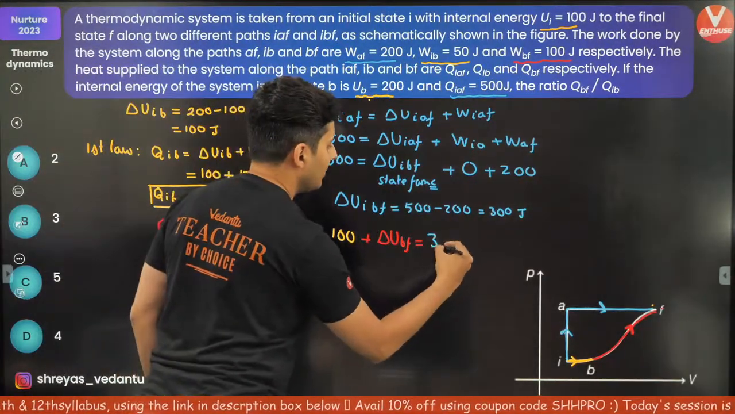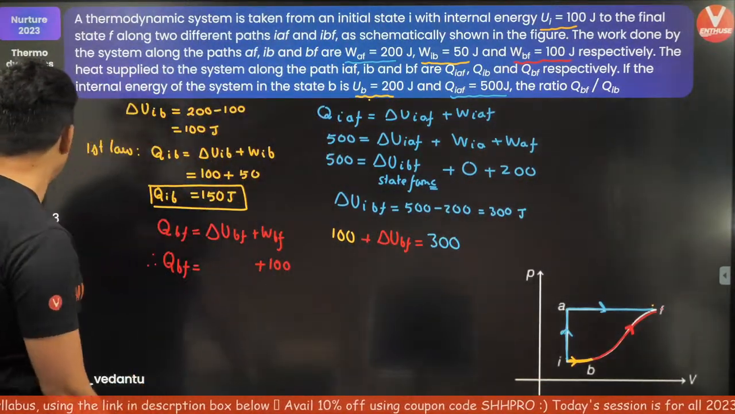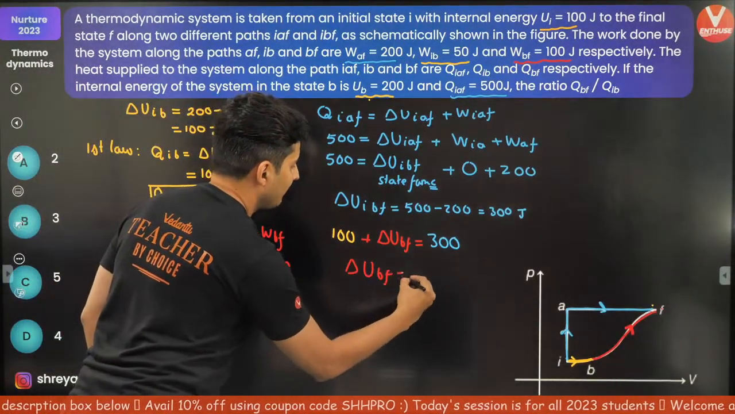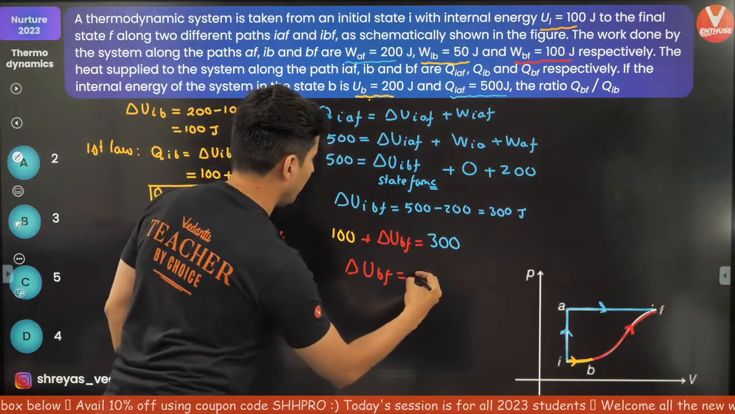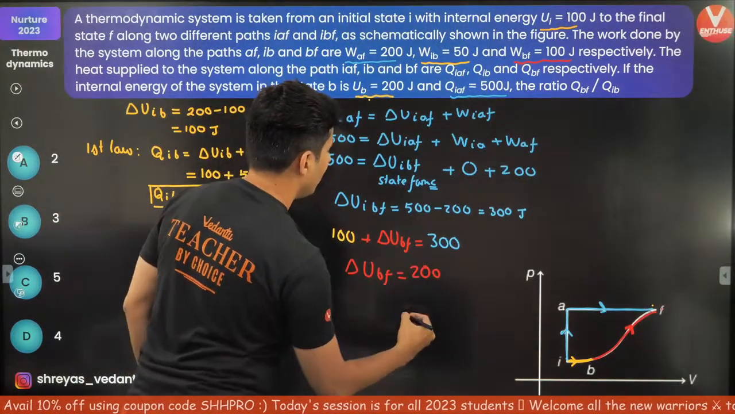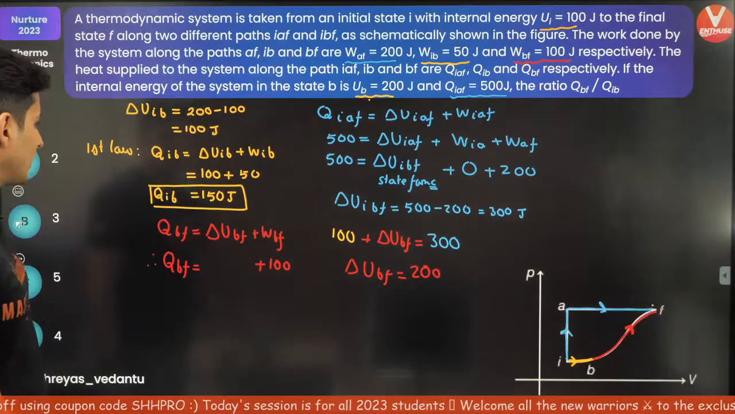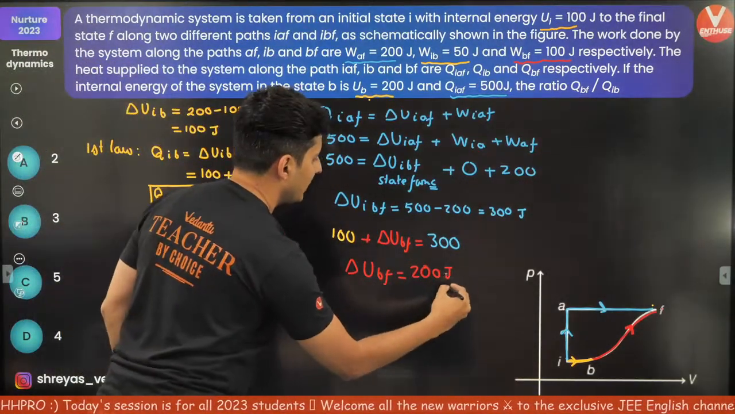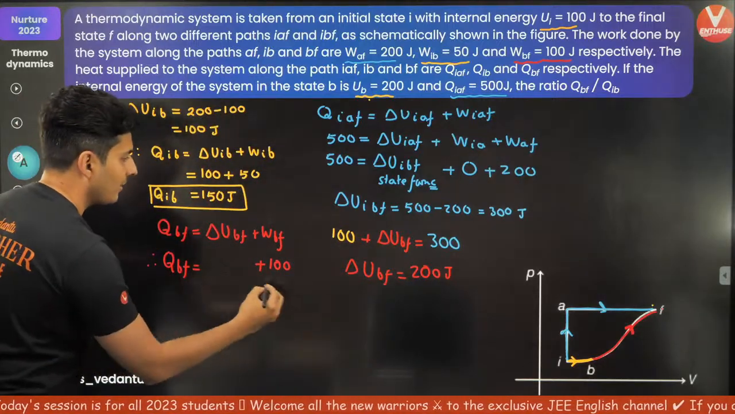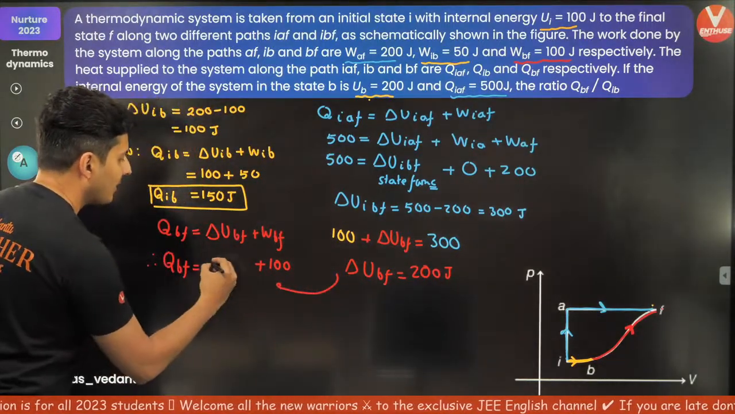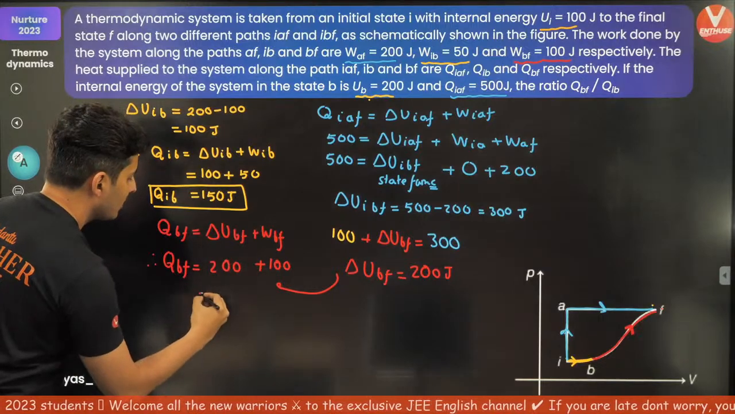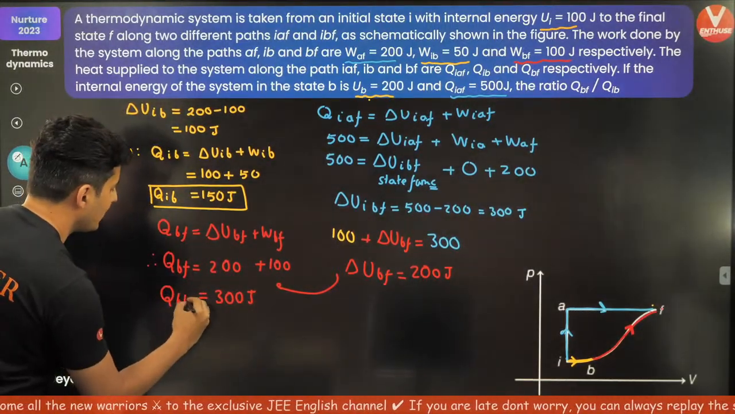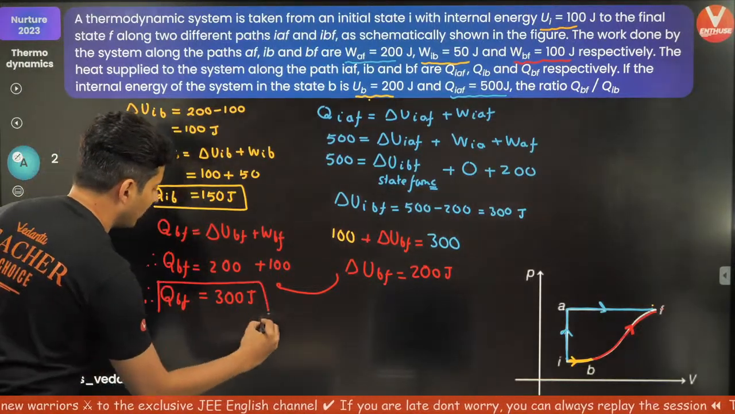That is nothing but 300. So from here, I'm going to get delta U BF is going to be nothing but 200, I suppose. Just check this out. Okay, delta U BF will be 200. Yes, that's what it is. So use this right over here. I'm going to get this as 200. So that means it is going to be 300 joules. So that is QBF. That's what I got.